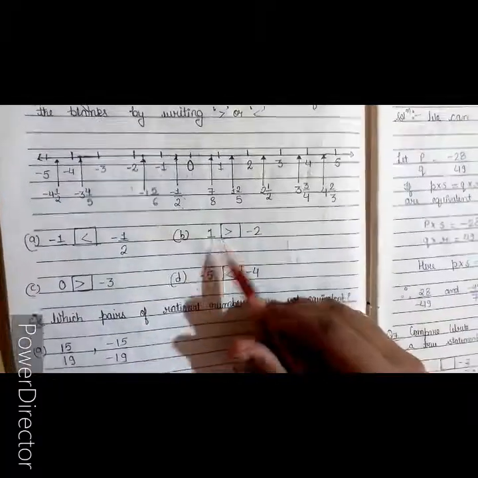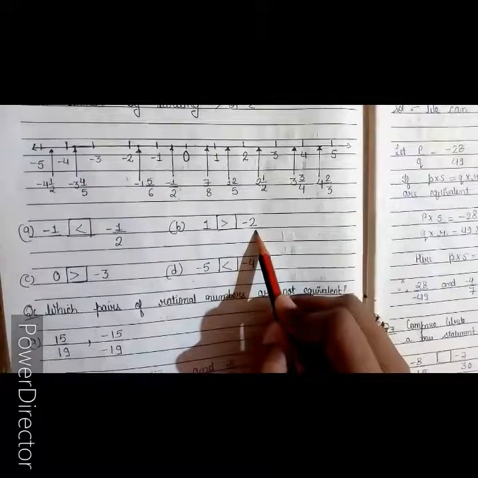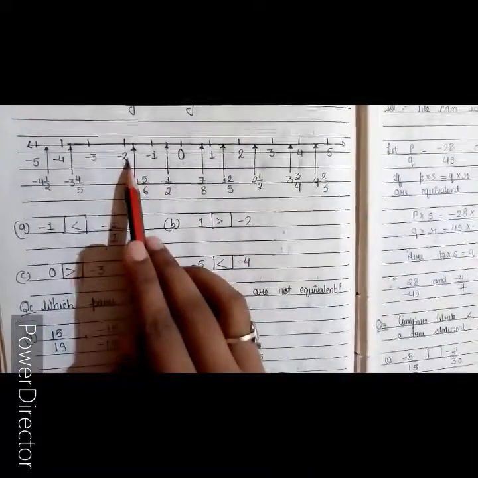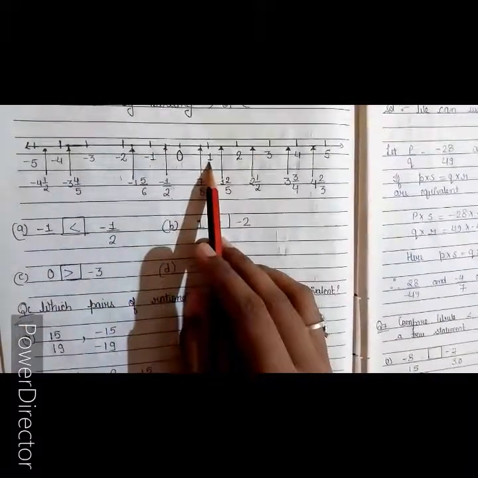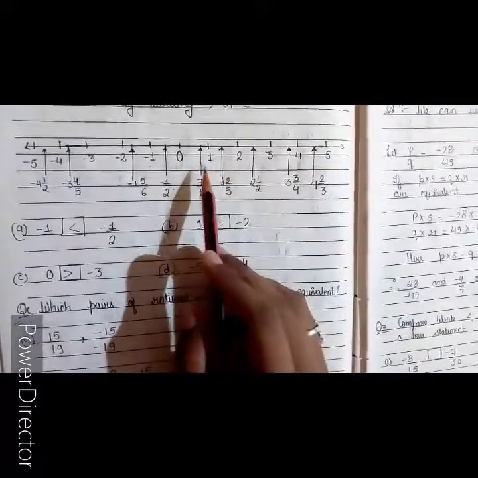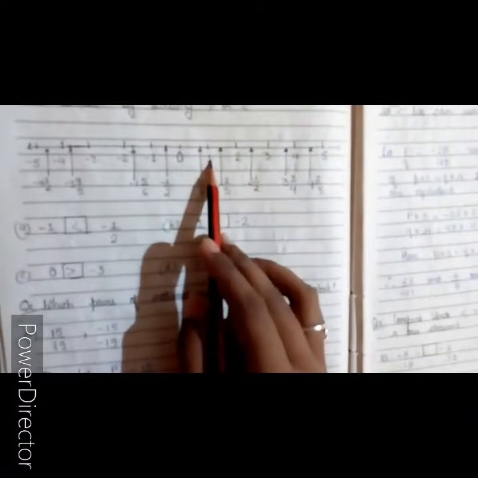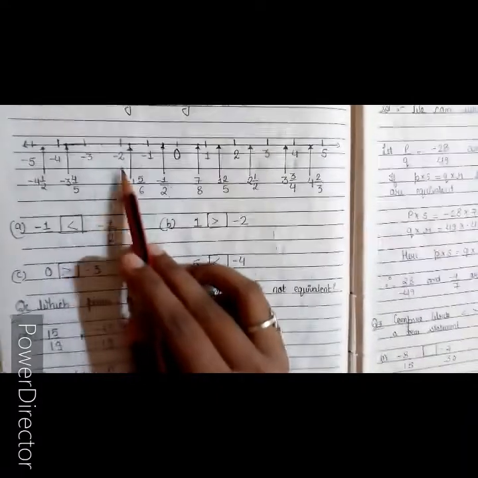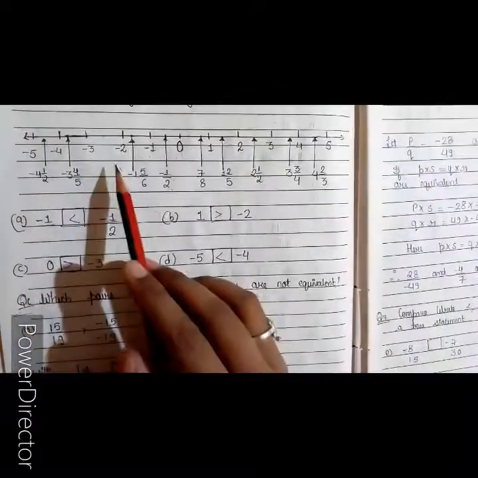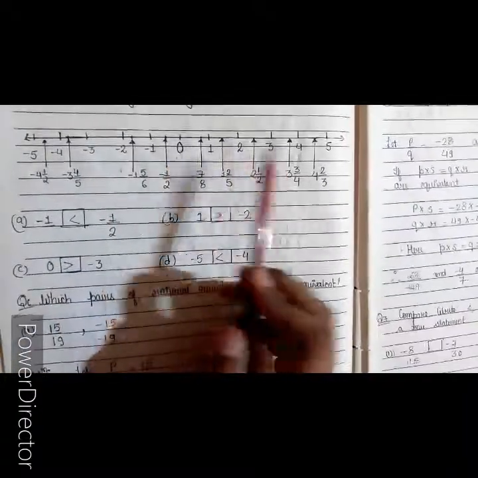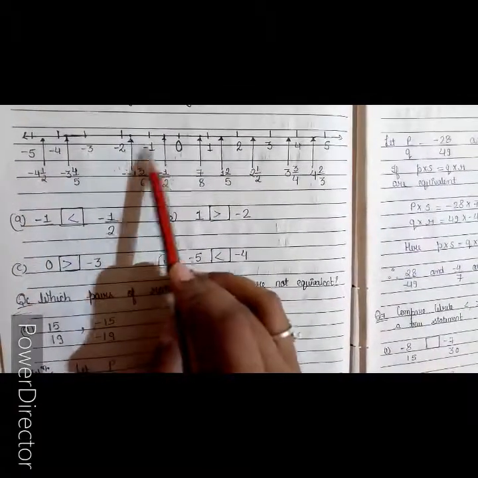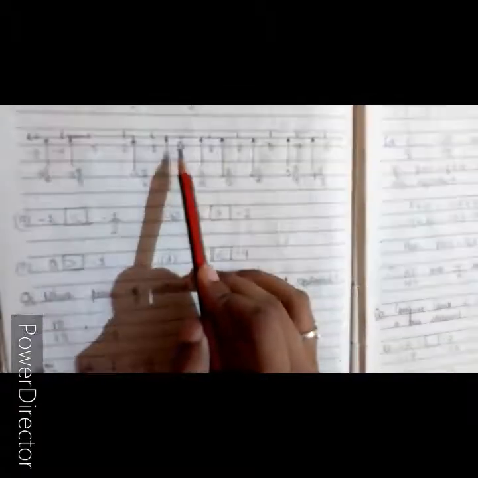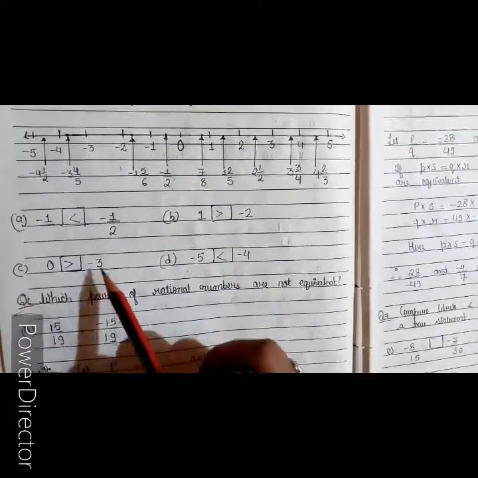Now question 2. 1 and minus 2. On the number line, minus 2 is on the left hand side and 1 is on the right hand side. So the number lying to the right hand side is greater. It means 1 is greater than minus 2. Question 3. 0 and minus 3. On the number line, 0 is on the right hand side and minus 3 is on the left hand side. So the number lying to the right hand side is greater. It means 0 is greater than minus 3.